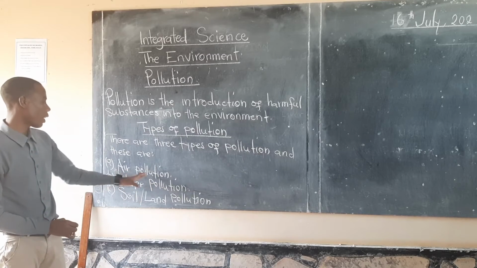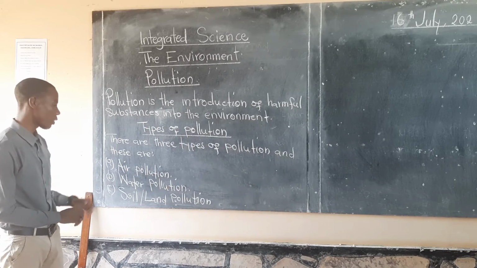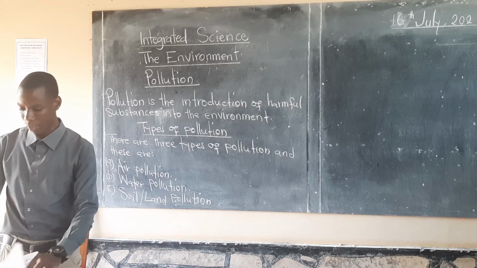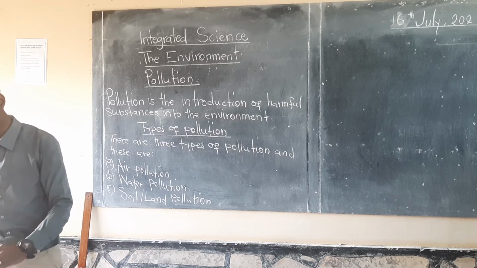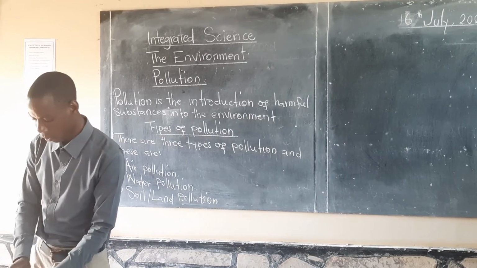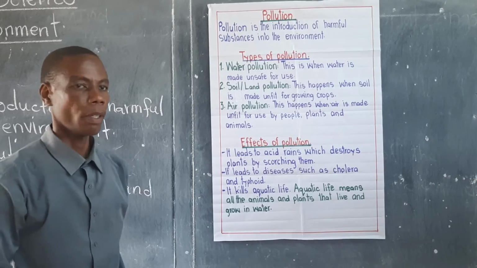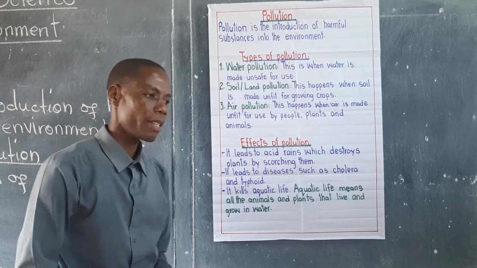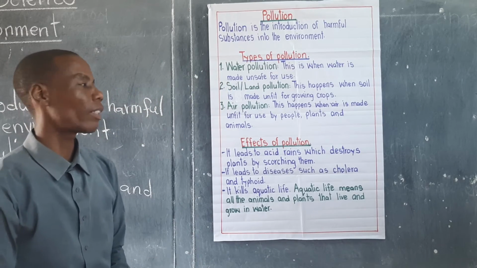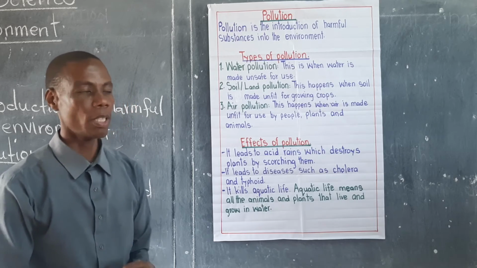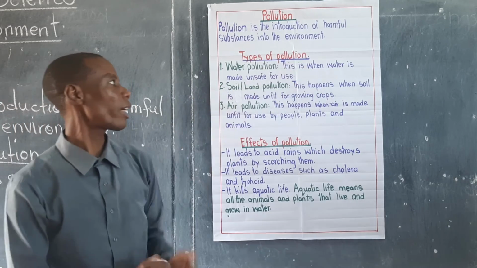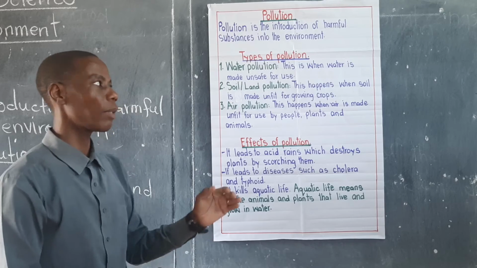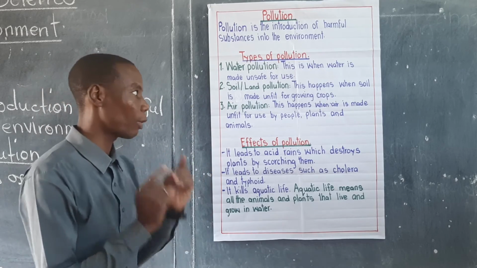Now, let us look at what air pollution is, what water pollution is, what soil pollution is. With me here is a chart with some detailed explanations on these things that we are talking about. We will begin by looking at water pollution. What is water pollution? We are saying this is when water is made unsafe for use. When water is made unsafe for use, then you will say that water has been polluted.